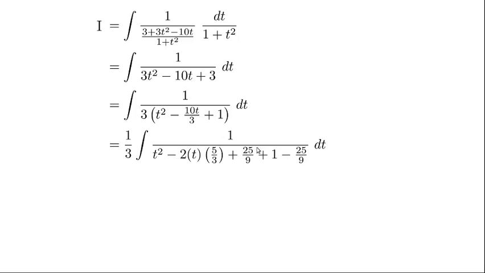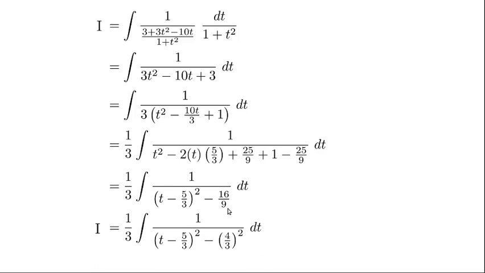So b is this, b square is 25 by 9, add and subtract that, and that gives you 1 by 3 integration of 1 upon t minus 5 by 3 whole square, minus 25 minus 9 by 9, that is 4 by 3 the whole square. So this is in the form of 1 upon x square minus a square. So the rule is 1 upon 2a log of mod of x minus a upon x plus a plus c.